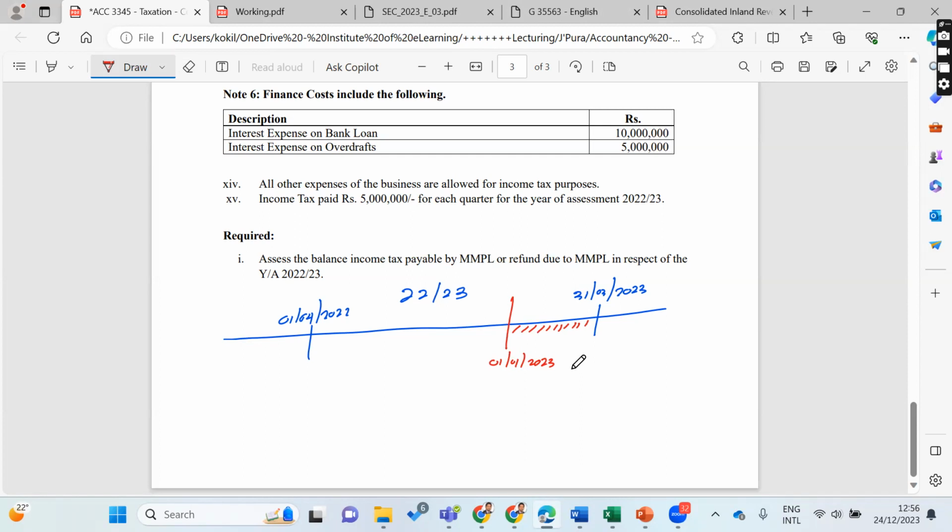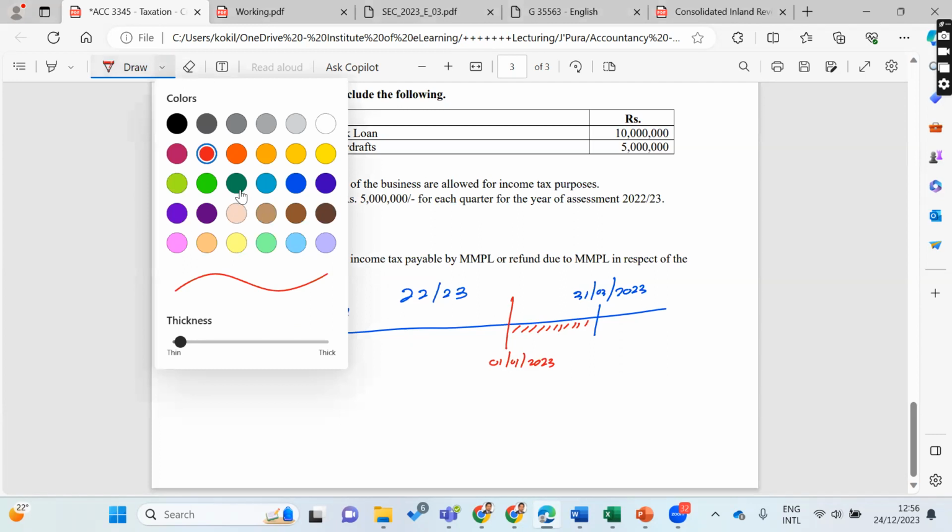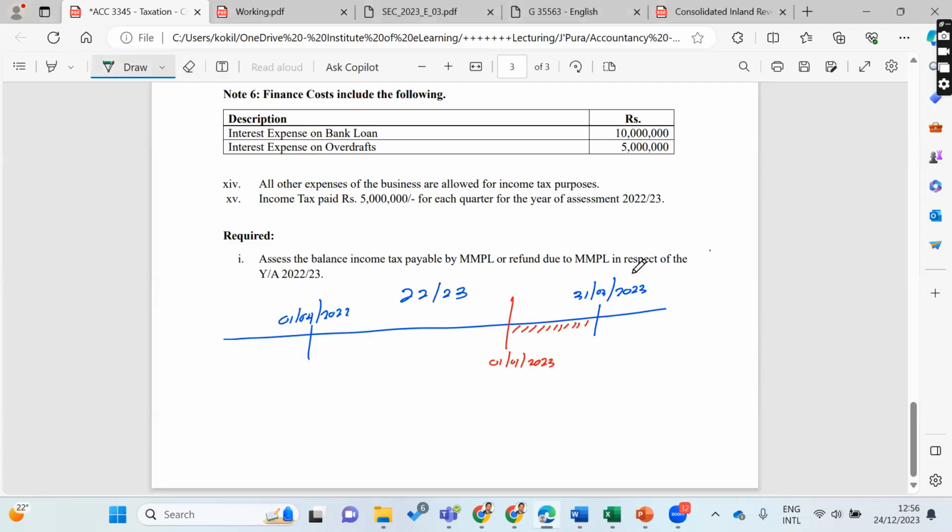So what was the suggestion given by the Inland Revenue Department, and the act also amended accordingly? Even though the rate changes, major changes take effect from that date, the companies need to compute tax liability by splitting the year into 6 months, each 6 months. The year, April to September, right? First 6 months. This is called the first 6 months.